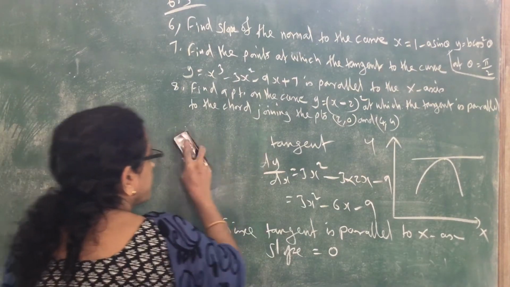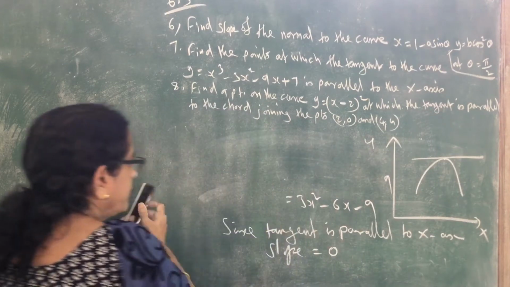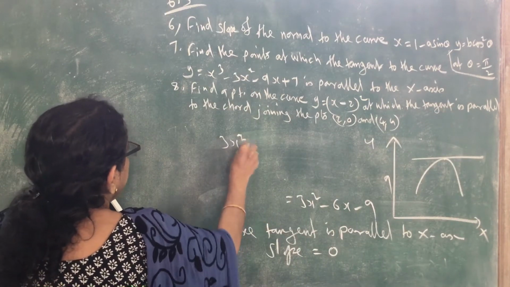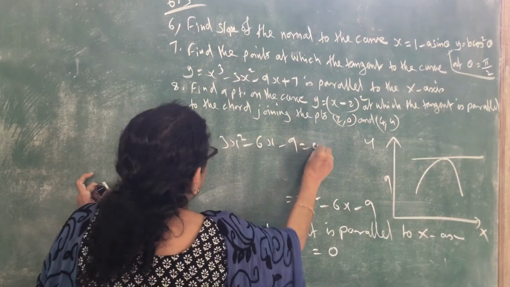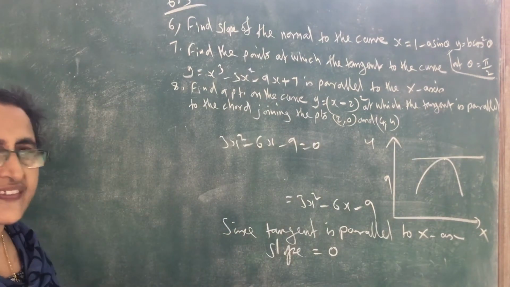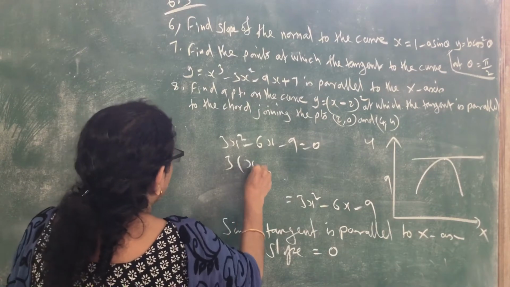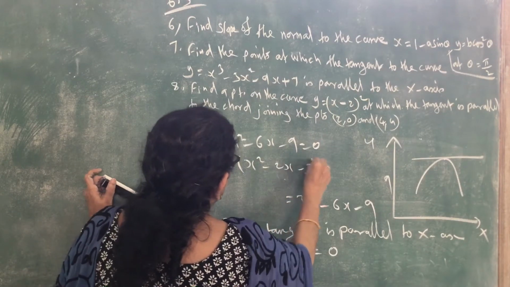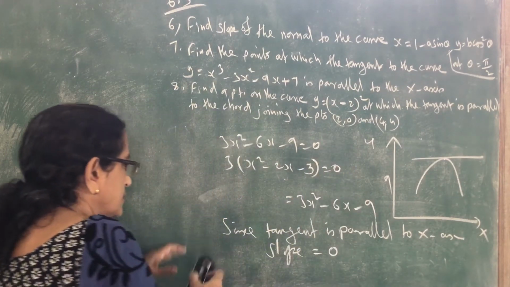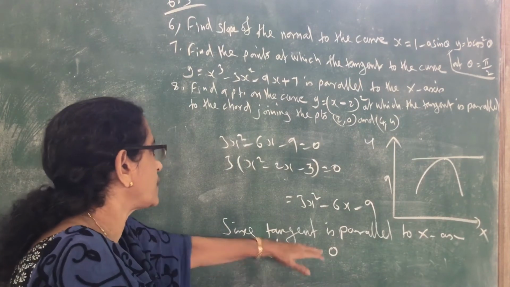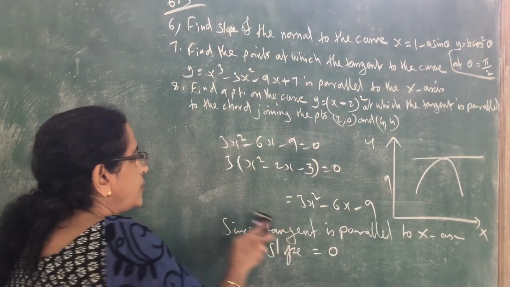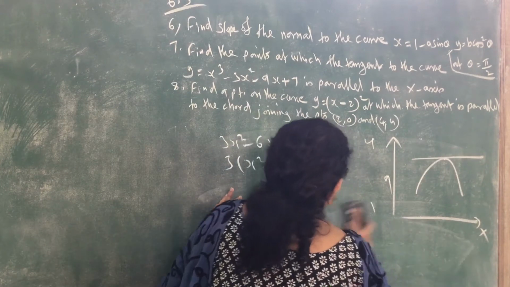Therefore, we can write 3x² − 6x − 9 = 0. So using this we can find the value of x. So 3(x² − 2x − 3) = 0. The slope of the tangent is equal to 0. Using that condition we can find the value of x, so we get the point.